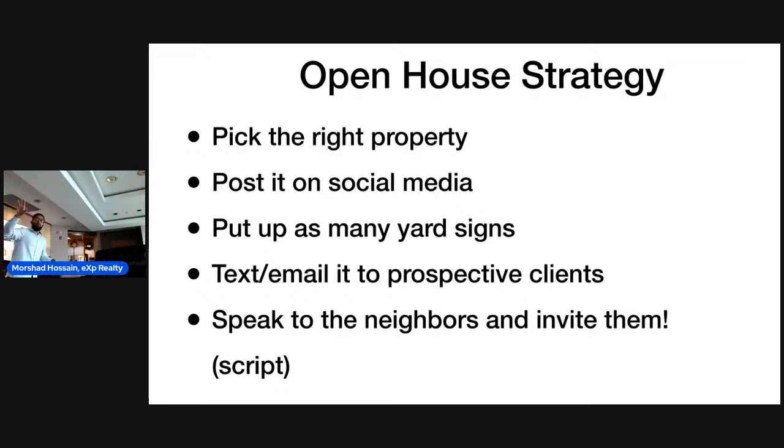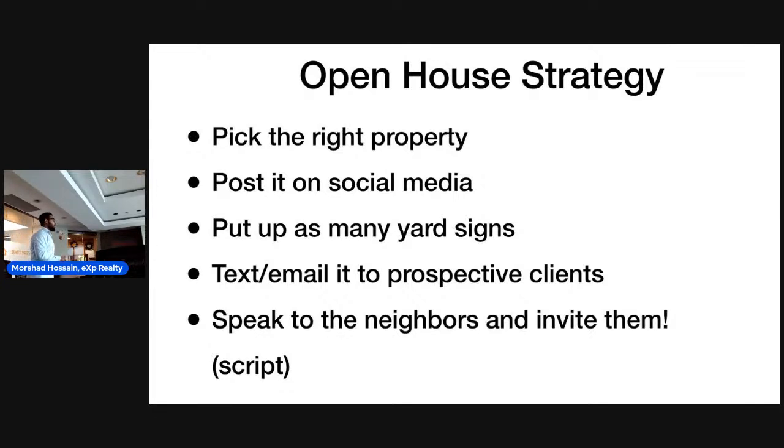All right. And then this is probably the most important thing. Speak to the neighbors and invite them. This is the main reason why you're doing the open house. You are doing the open house to speak to the homeowners in the neighborhood, right? Print out an open house invitation. Print out information about the property, and use that as an excuse to go and knock on someone's door and say, hey, listen, I'm not soliciting you. I am inviting you to our open house. Can you come by and join us, right? How does the script for that go? And this works really well.